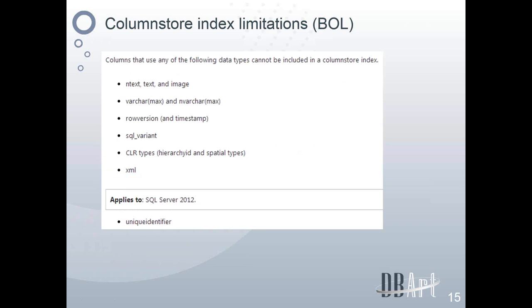And you can't create a clustered Columnstore index on a table which has columns of any of the following data types. In SQL Server 2012, it was only unique identifier. In SQL 2014, unique identifier is supported. You can create a non-clustered Columnstore index if a table contains columns of any of these types, but your index just can't contain those columns. Take into account that when you create a clustered Columnstore index, it automatically contains all columns in the table, of course.